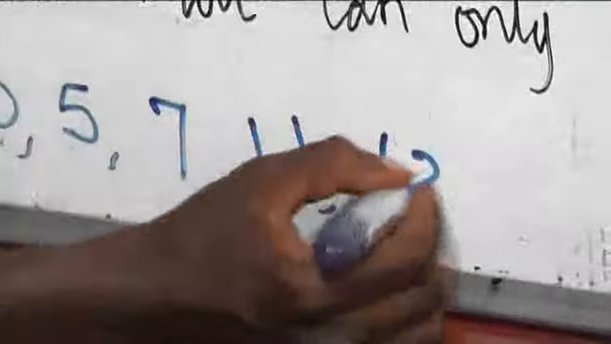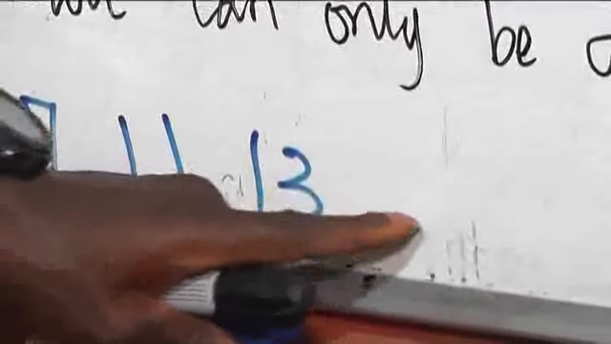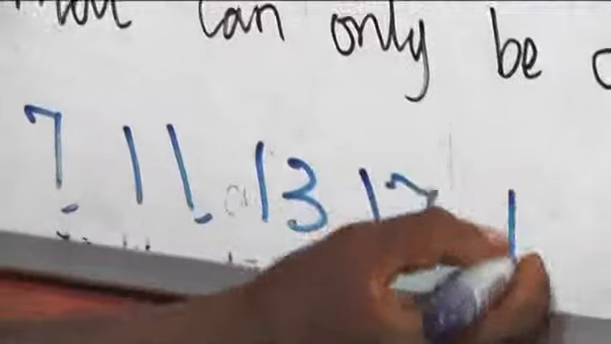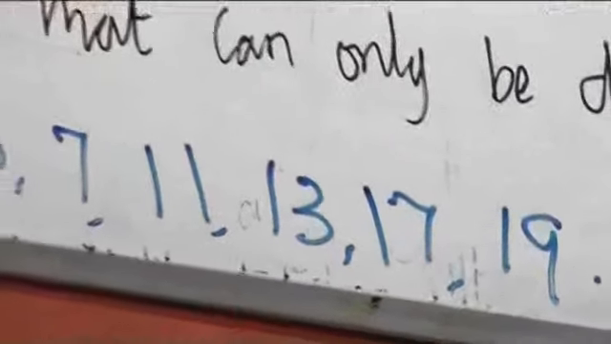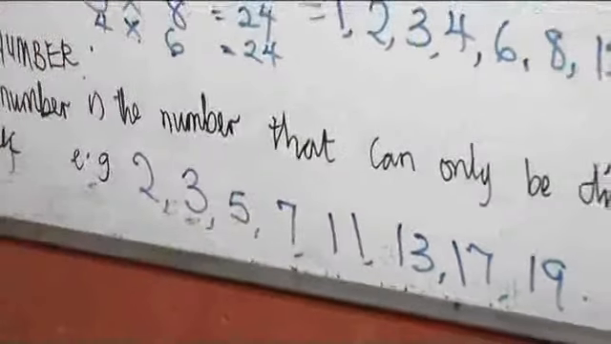Then we move to 11. We move to 13. 15. Can 15 be a prime number? No, it can be divided by 3 and 5. So we move to 17 and 19. So let's stop here. These are the prime numbers from 1 to 20. Thank you very much. So let's move to prime factor.